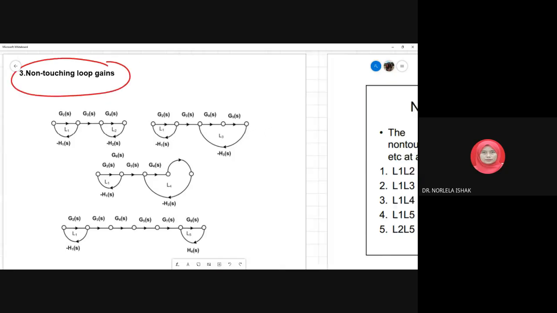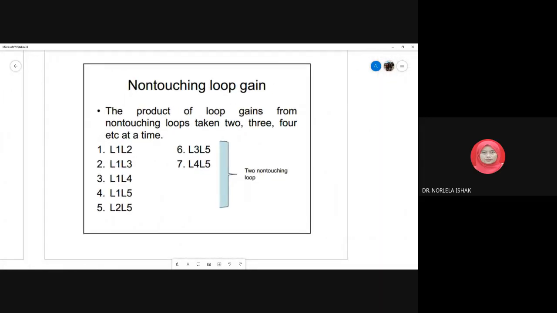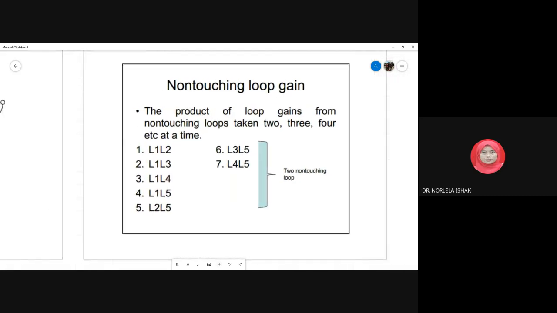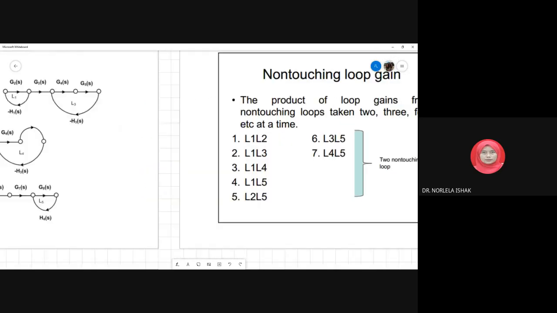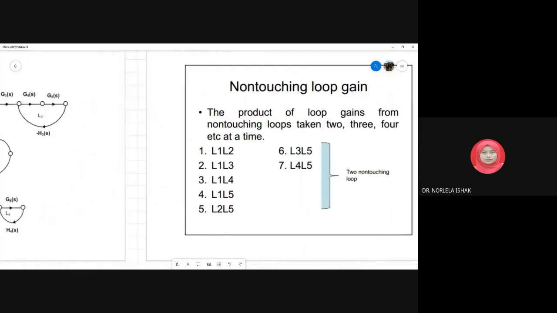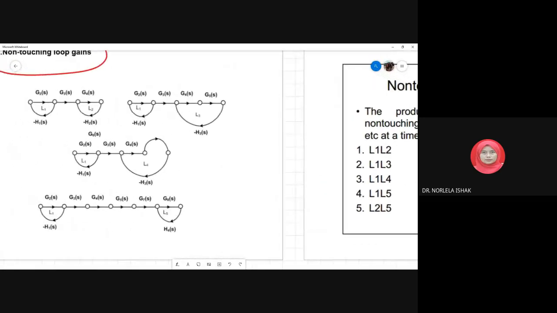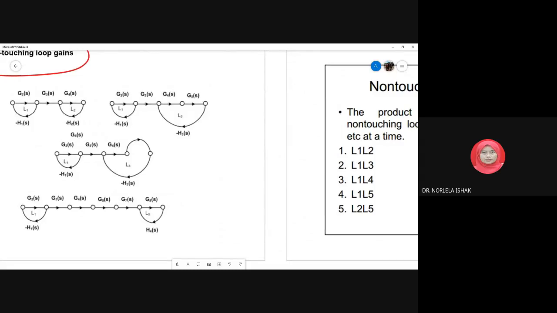Okay, and after that, we have another rules. The non-touching loop gain, this is the product of loop gain from non-touching loop gain taken 2, taken 3, taken 4, and taken 5. Meanings, what I want to say. First, you have to define taken 2. Meanings taken 2, you compare 2 at one time.